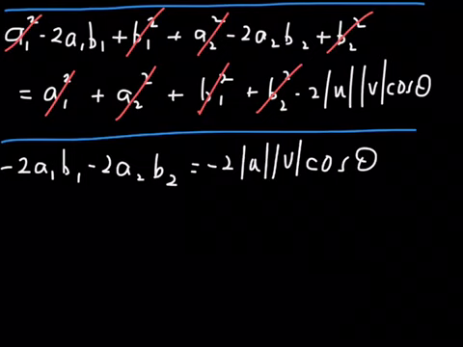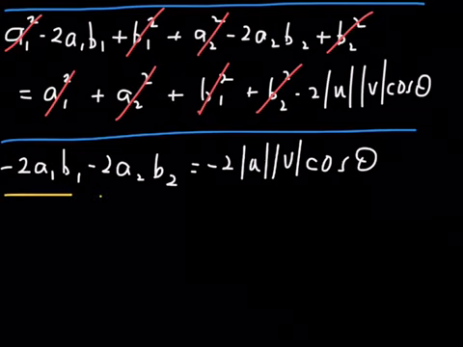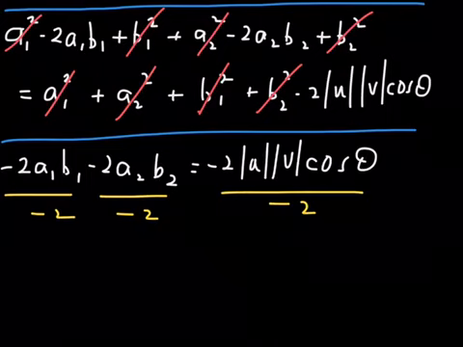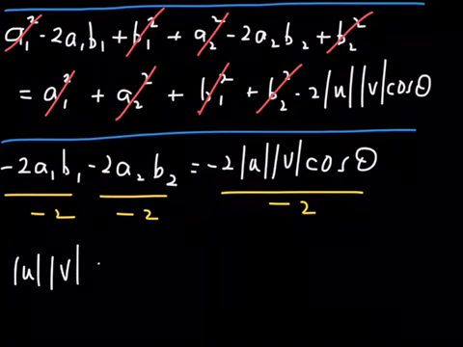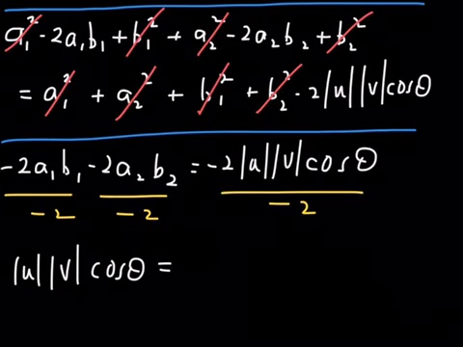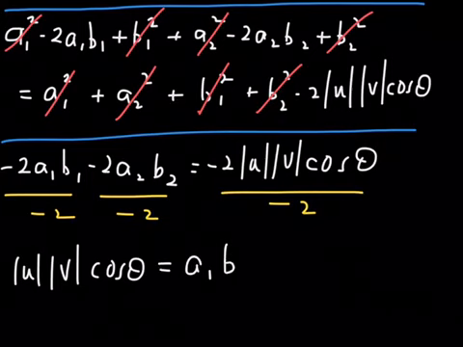Now what I would suggest for you to do is to divide both sides by negative 2. All right? And what that gives us, on the right, I'm going to write this down first, okay? I'm going to get the magnitude of vector u times the magnitude of vector v times cosine theta is equal to this left-hand side, which turns out to be a sub 1 b sub 1 plus a sub 2 b sub 2.